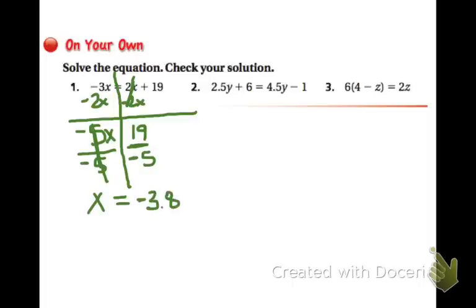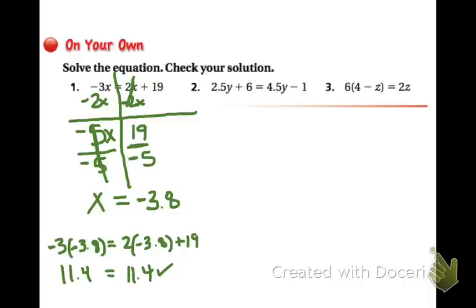And so you can multiply to check. Okay, so if you have a negative 3 times 3.8 negative is 11.4 on the left, and 2 times 3.8 on the right is negative 7.6 plus 19 is a positive 11.4. You would get the same thing and you would know that you did it right.